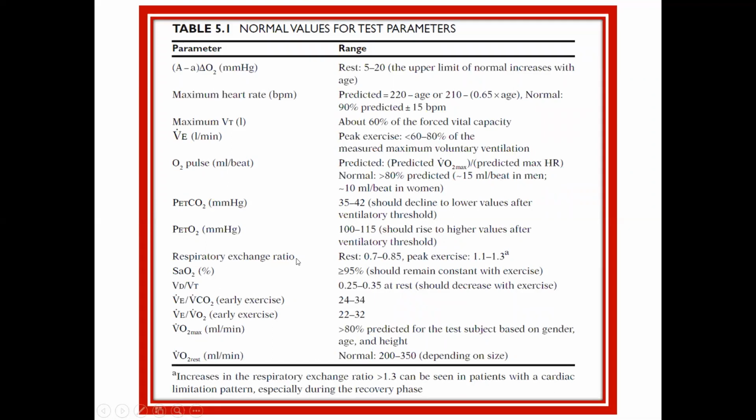RER, respiratory exchange ratio, is basically VCO2 over VO2. As you know, once you hit anaerobic threshold, your VCO2, or carbon dioxide production, will go up. Your VO2 will remain relatively stable or slightly increasing. So your RER will go above 1. That ratio will go above 1. And inadequate effort will be considered when you have an RER of 1.15 or more.